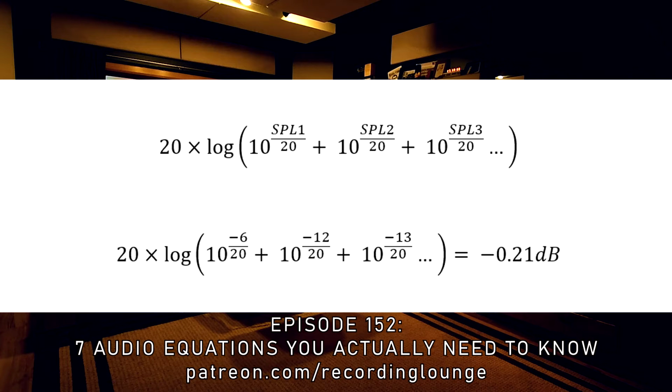And again, you can test this in your DAW. Set up 3 duplicates of a track, one at -6, one at -12, and one at -13. Pan them to one side. Again, you're trying to remove the effect of your pan law, which is going to reduce your center pan sounds by 3 dB or 4.5 or 6 dB, depending on how you have your pan law set. But pan them hard left, and your master bus should read -0.21.